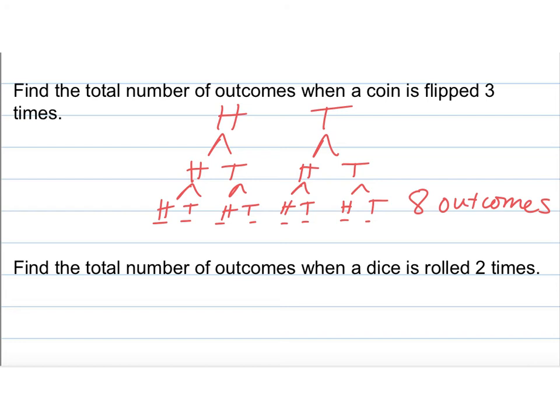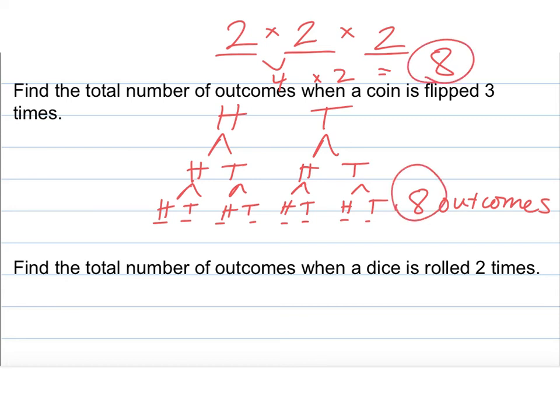Now, if we were to use the fundamental counting principle for this one, you're flipping 3 coins. So you have 3 different events: 1, 2, 3. When you flip the coin the first time, you could get heads or tails. Flip it the second time, heads or tails, that's 2 outcomes. The third flip, you could get heads or tails, 2 outcomes. And then you multiply them together. Well, 2 times 2 is 4, times 2 is 8. So again, 8 outcomes. I just wanted to show you that both ways work.